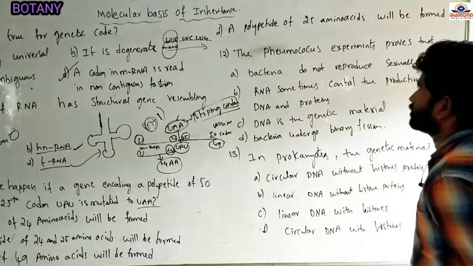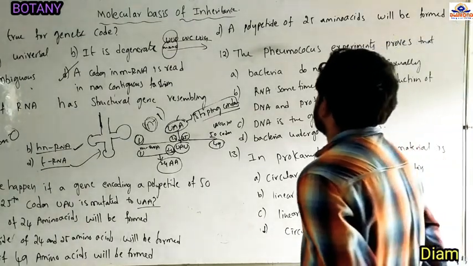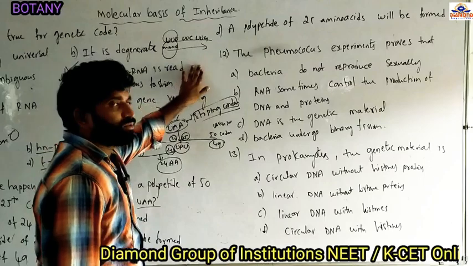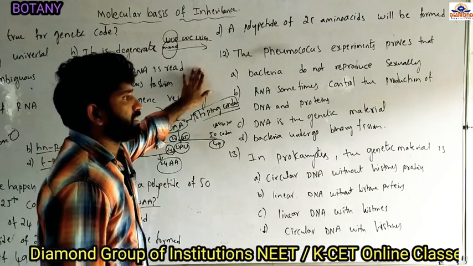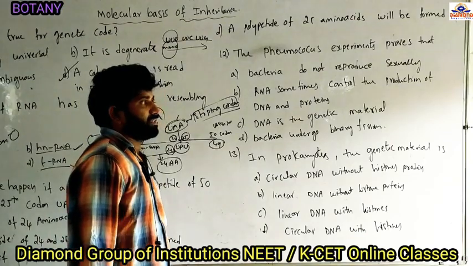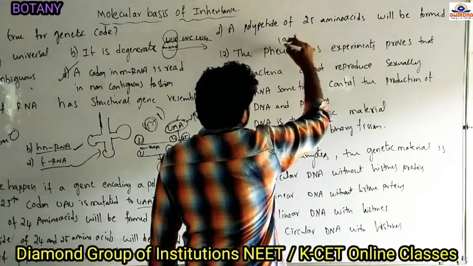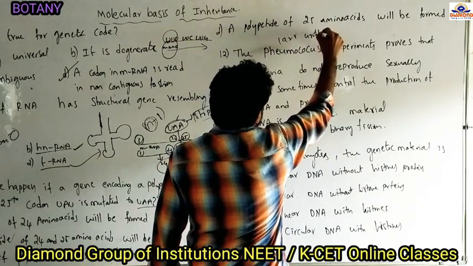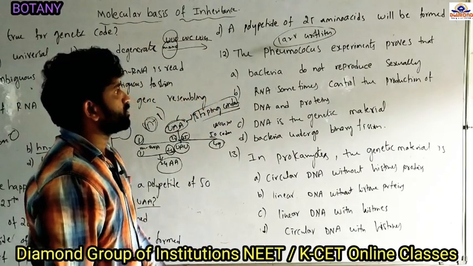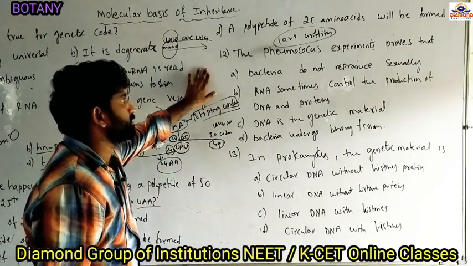The next question: the pneumococcus experiment proves that what? Diplococcus pneumoniae, one of the bacteria, was taken by Griffith in the year 1928. Griffith did his experiment on the Diplococcus pneumoniae bacteria. Based upon this bacteria, what did he prove?